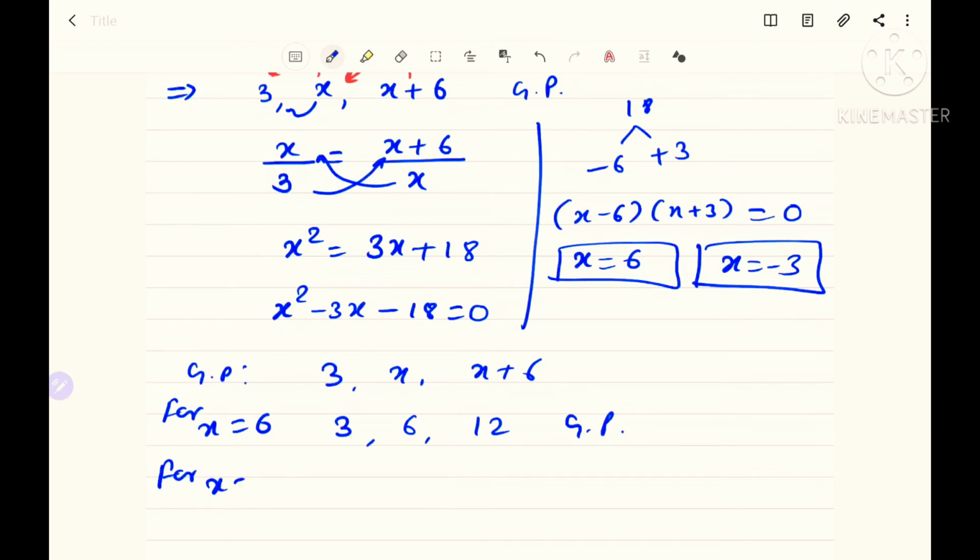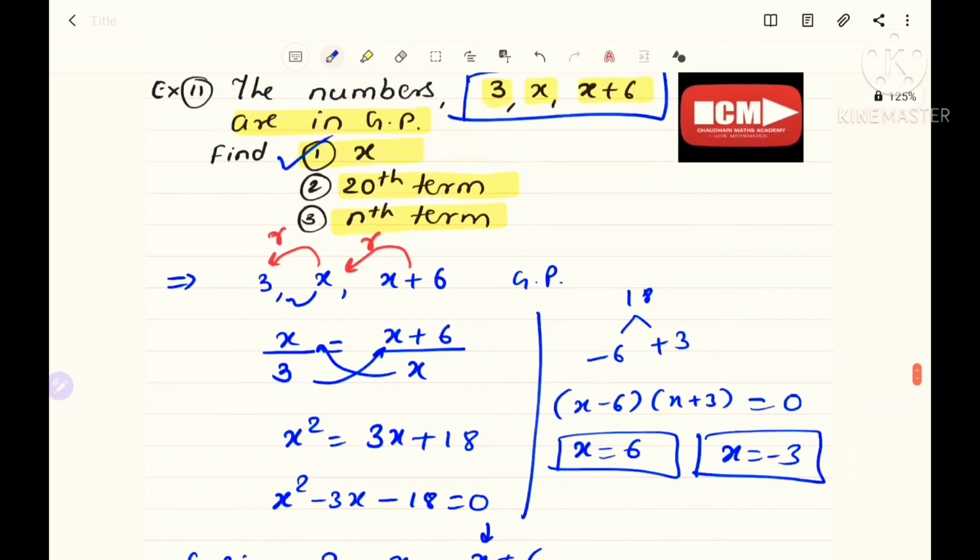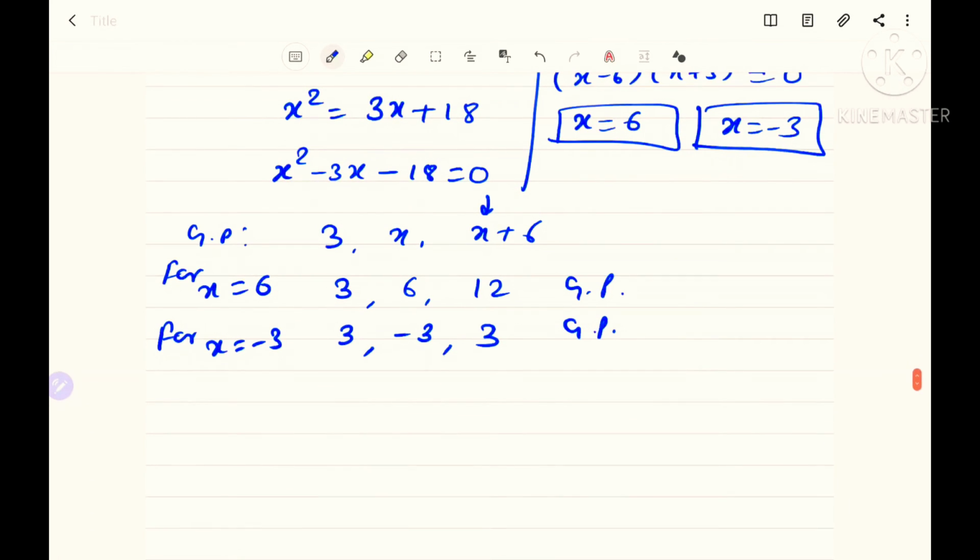What if x is equal to minus 3? The first term is 3, second term is minus 3. And if you substitute, minus 3 plus 6 is plus 3. And please observe, this is also in geometric progression. So right, then they want the 20th term. I'm going to do the calculation for this term only.